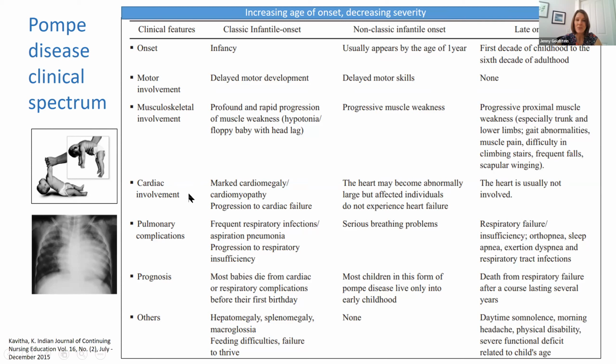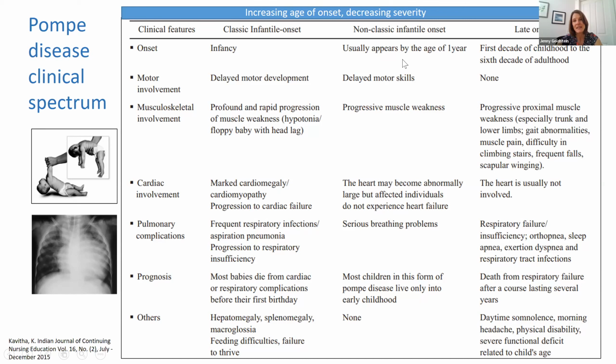Also, a major component is this marked cardiomegaly, so massively enlarged heart, as you can see here on this chest X-ray, due to the accumulation of glycogen. And then over time, these babies typically die before their first birthday from cardiac and respiratory complications, and they can also have other issues as well.